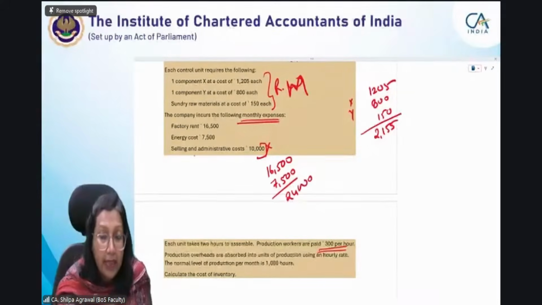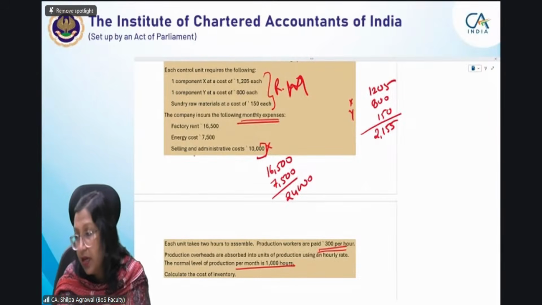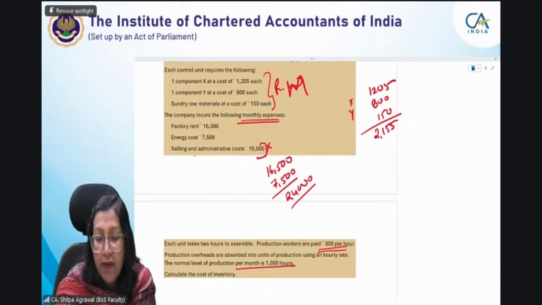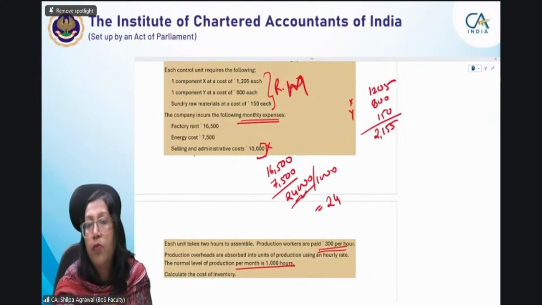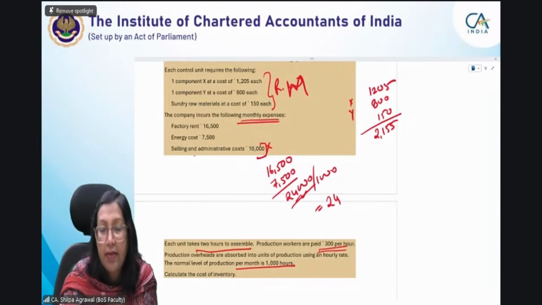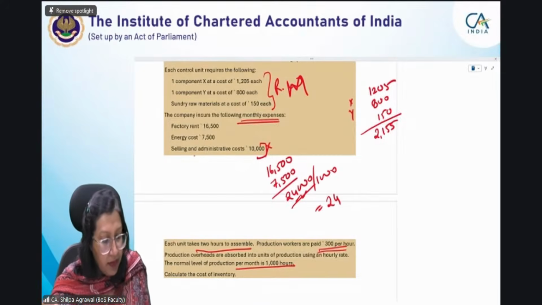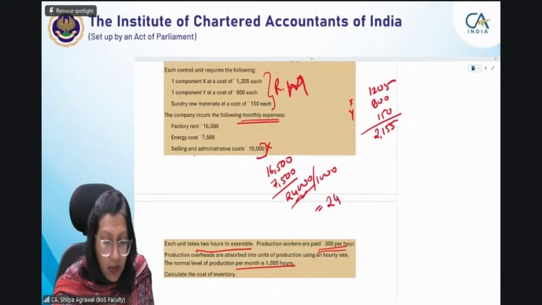However, it is a monthly expense, and monthly expense is for how many hours? It is again normal level of production per month, 1,000 hours. So 24,000 is divided by 1,000 hours. It comes to 24 rupees per hour. And how many hours are given for this particular production? Each unit takes 2 hours to assemble. And production workers are paid 300 per hour. So we'll say 24 into 2 hours.